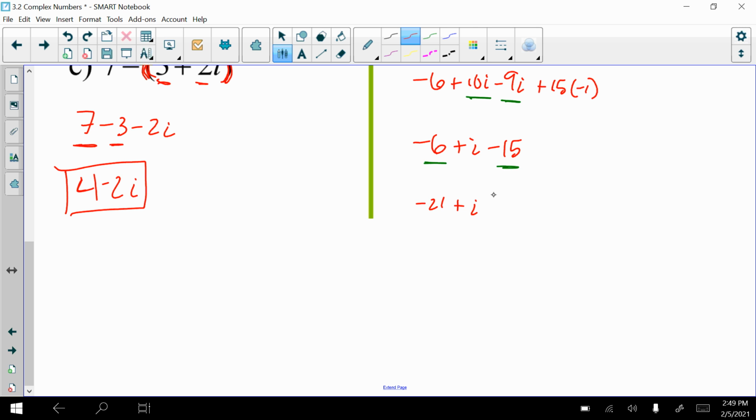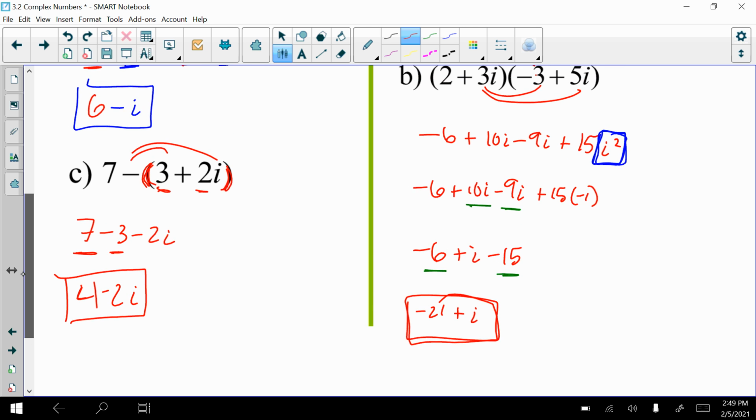There's nothing else for me to simplify. There's nothing else for me to combine. I'm in the correct format because i is written second, so that means I am all done. Negative 21 plus i is my final answer.